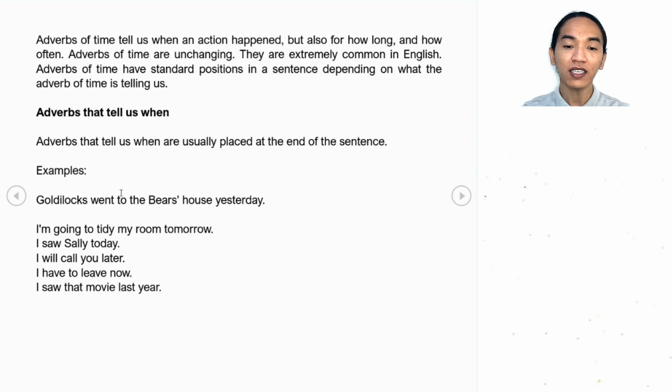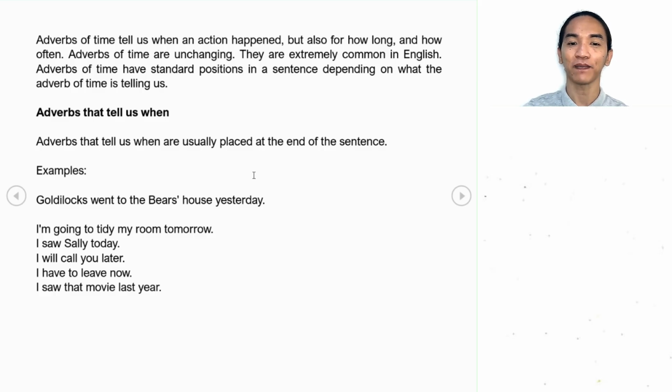Goldilocks went to the bear's house yesterday. When? Yesterday. So you put it at the end of the sentence. I'm going to tidy my room tomorrow. I saw Sally today. I will call you later. I have to leave now. I saw the movie last year. So, as you can see, all the words at the last part of these sentences are adverbs of time telling us when. So, please take note of that. We put them at the end of the sentences.